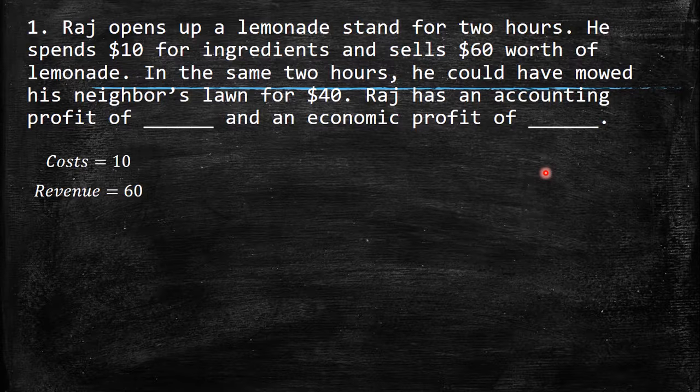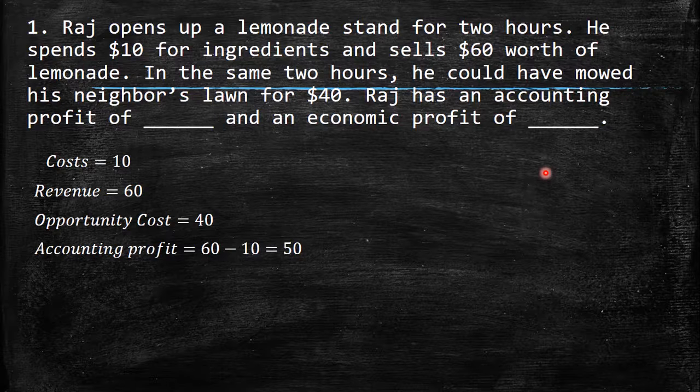Okay, so in the same 2 hours, he could have mowed his neighbor's lawn for $40. So automatically, we understand here that this is an opportunity cost, because instead of mowing his neighbor's lawn, he is preparing lemonade. So this is the opportunity cost. What is foregone because this guy is selling lemonade.